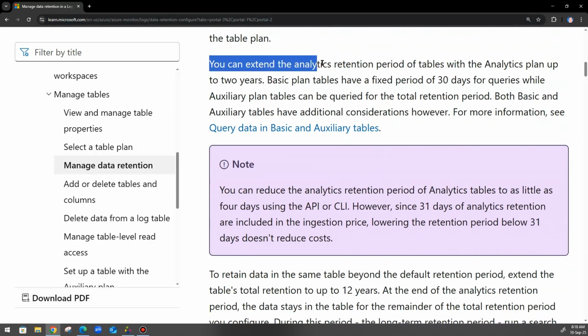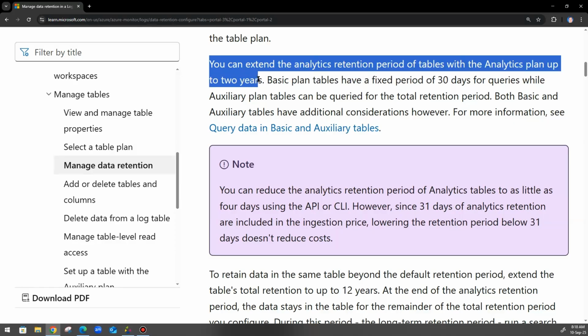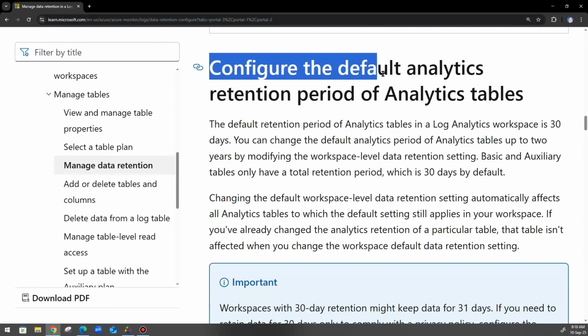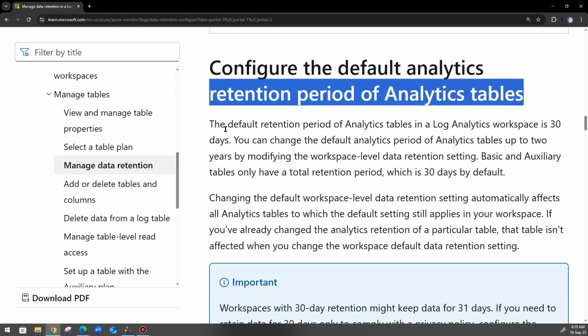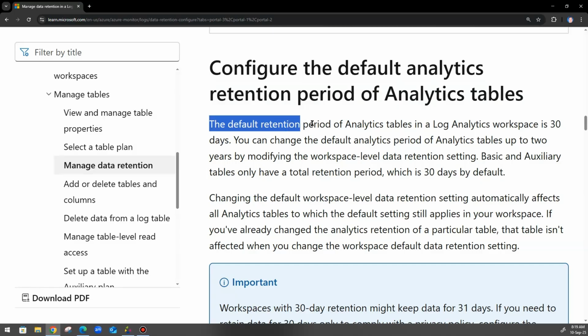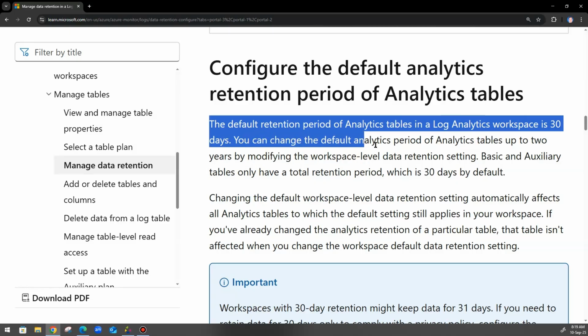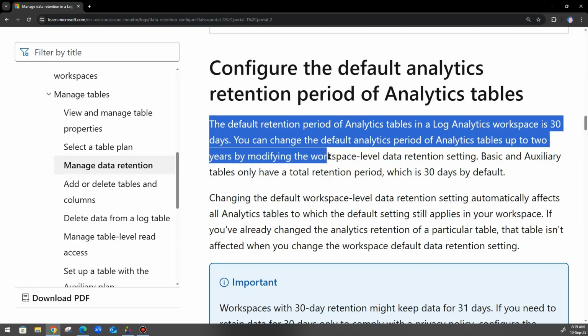You can extend the analytics retention period of tables with the analytics plan up to 2 years. This is the maximum limit. Configure the default analytics retention period of analytics tables. The default retention period of analytics tables in the Log Analytics workspace is 30 days. You can change the default analytics period of analytics tables up to 2 years by modifying the workspace-level data retention setting.